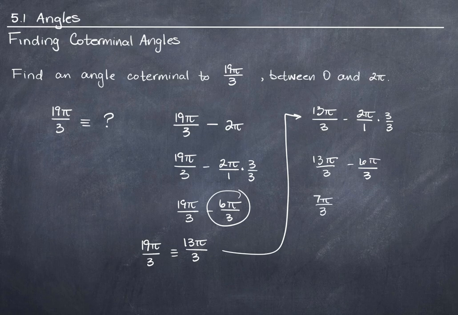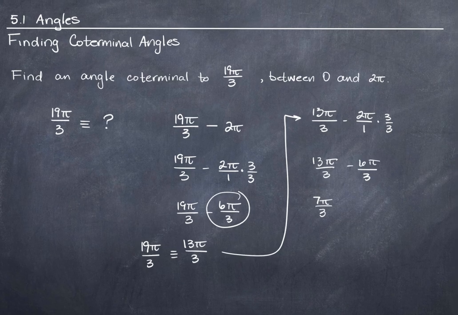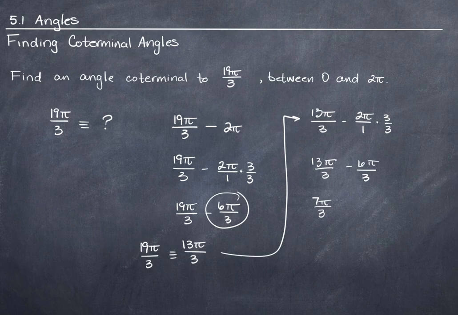3 goes into 7 a little more than 2 times, right? 3 goes into 6 twice. So 3 goes into 7 more than twice. So this is still bigger than 2 pi. So I need to subtract 2 pi again, or 6 pi over 3 again. That gives me 7 pi's over 3 minus 6 pi's over 3 is 1 pi over 3, and that is less than 2 pi. So that's my answer.